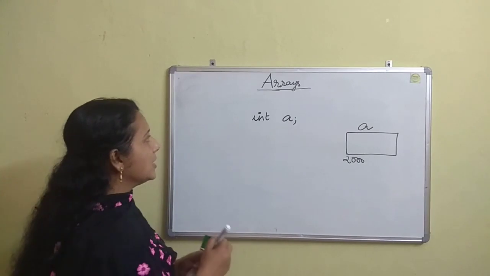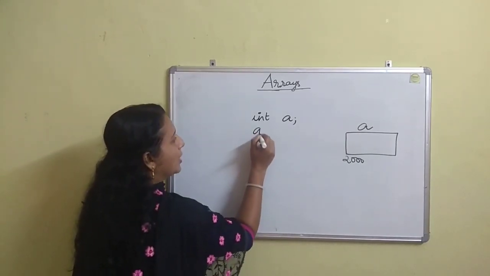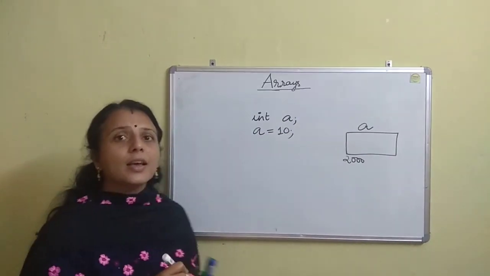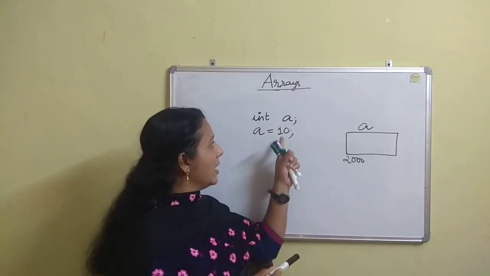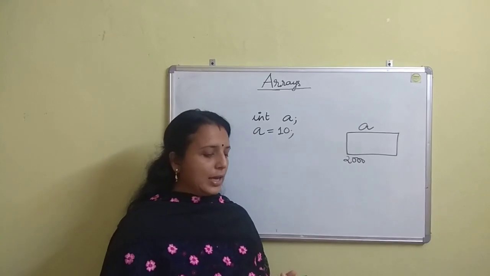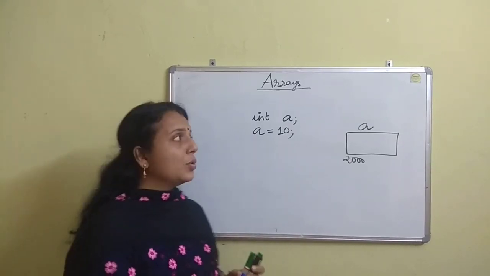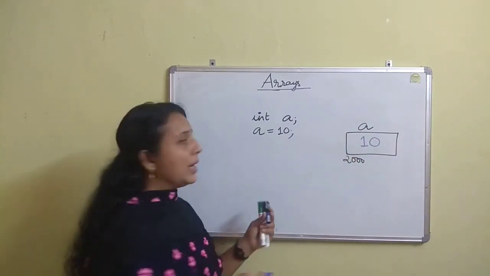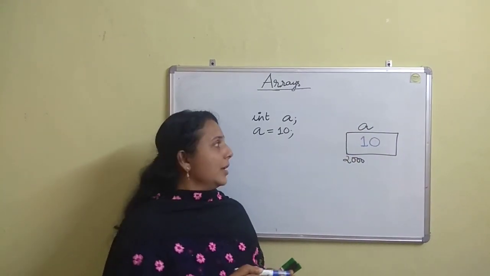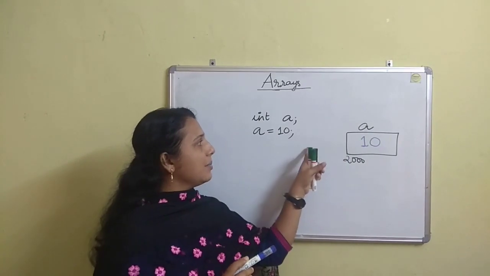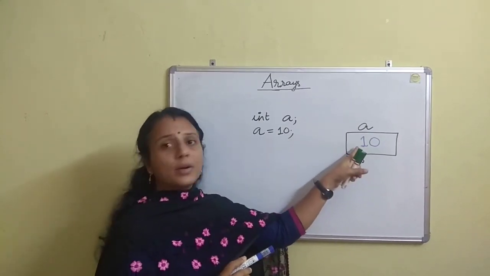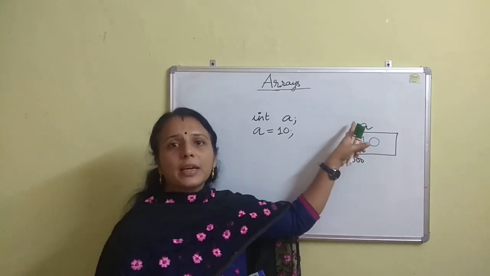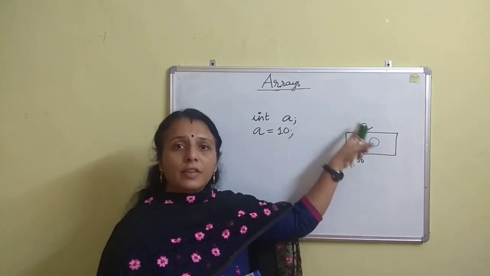Now in the next statement, when you write a is equal to 10, you are assigning the value 10 to a. What is actually happening? This value 10 is assigned to a. That means you are going to store the value 10 inside the memory location symbolized by a. So this is the representation of this statement. The value 10 is stored inside the memory location symbolized by the variable a.